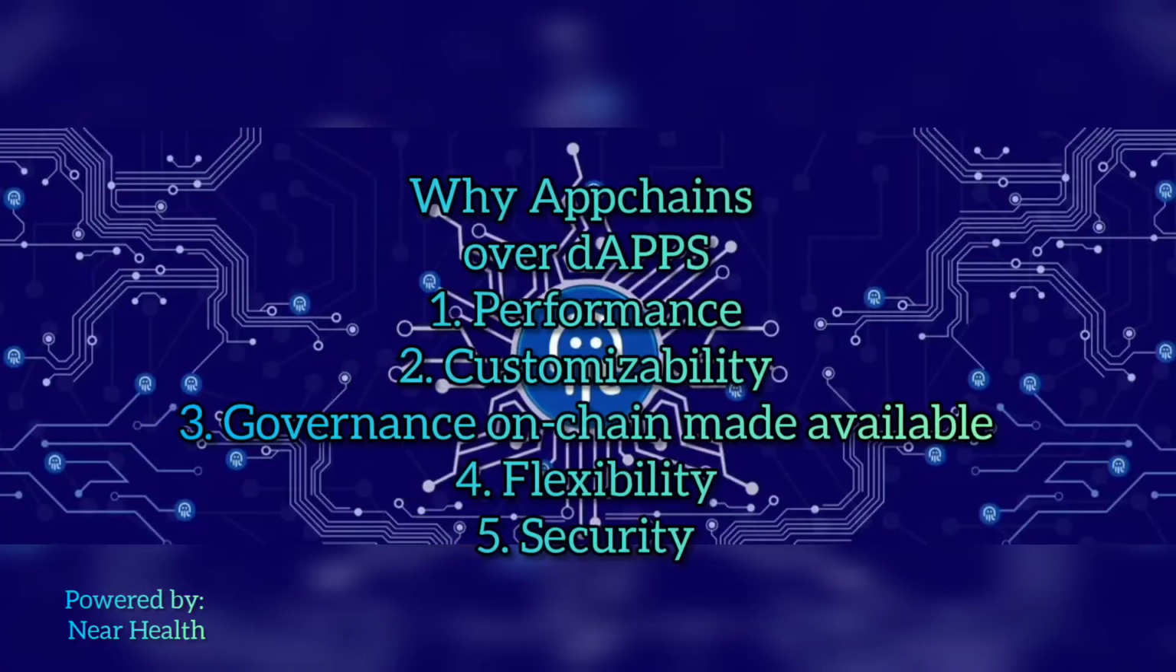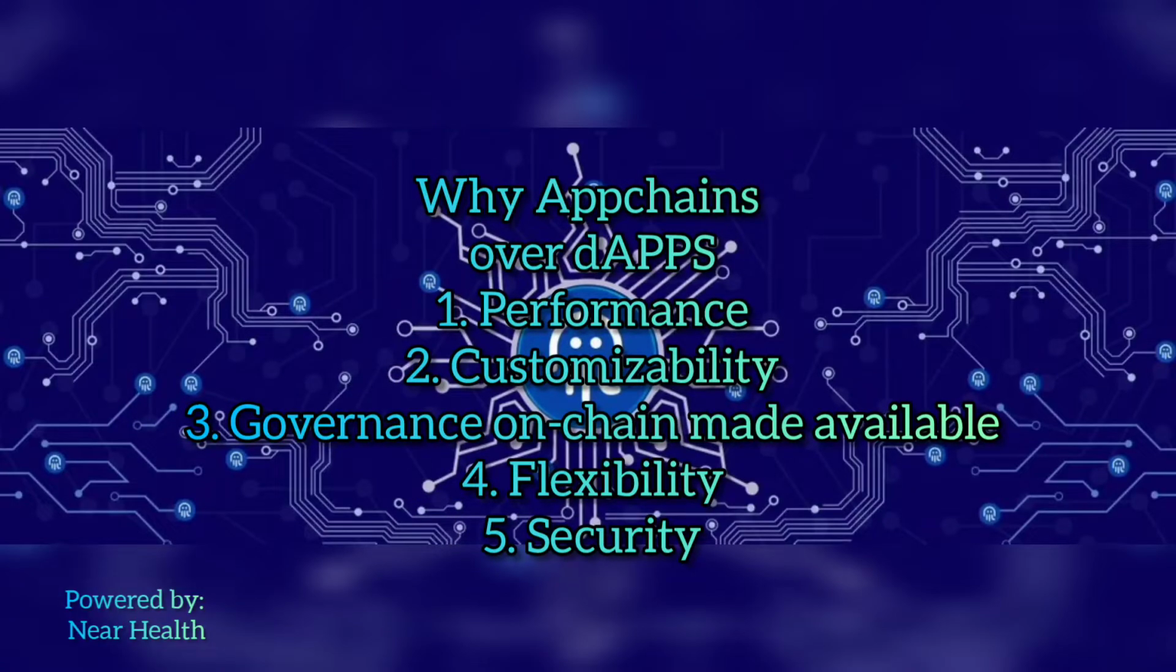Why Appchains over decentralized applications? 1. Performance. Appchain in POS setting will independently enjoy 1000 transactions per second throughput, and the computation cost is very low. 2. Customizability. Developers can customize the entire tech stack of an Appchain to be fully optimized for a specific use case, while dApps have to follow the unified settings of the public chain. 3. Governance on-chain made available. 4. Flexibility.